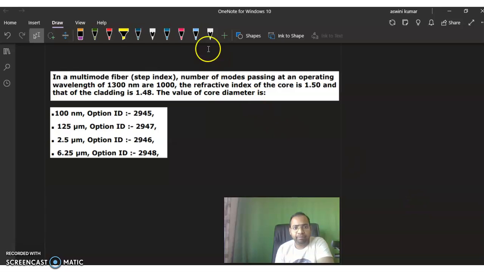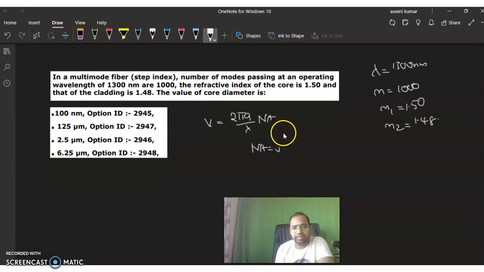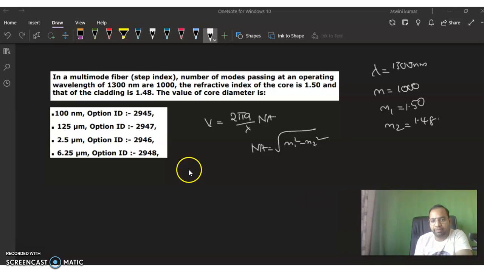In a multimode fiber, the number of modes passing at an operating wavelength. So here the lambda is given as 1300 nanometer and the number of modes is given as 1000, and the refractive index of the core N1 is equal to 1.50 and clad N2 is equal to 1.48. They are asking to find out the core diameter. Actually, the normalized frequency or the V number expression can be taken as 2 pi a by lambda into numerical aperture. And this numerical aperture can be taken as root of core refractive index squared minus clad refractive index squared.